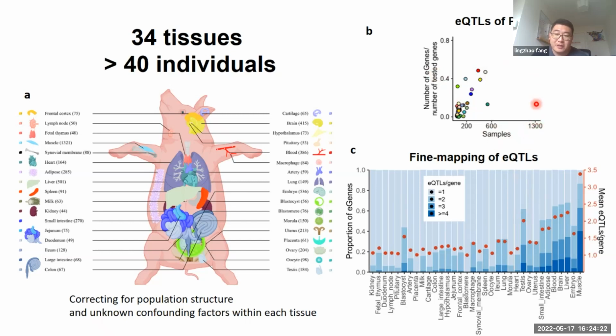At some point, for example, maybe you have 1,000 samples, but you can't detect all the independent eQTLs for each gene, because some of the eQTLs, especially the third and the first eQTLs, have very small effects. So you need a much larger sample size to detect them.